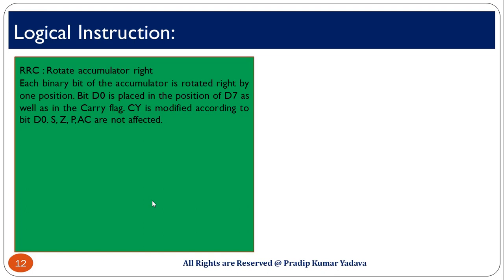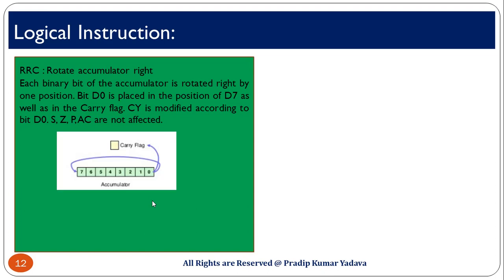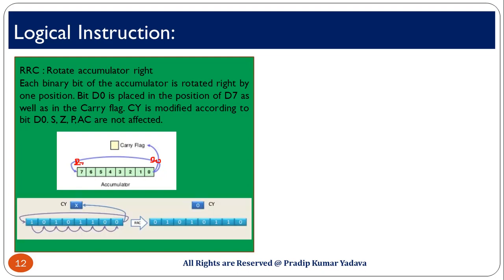Each binary bit of the accumulator is rotated by one position, meaning bit D0 is placed in the position of D7 as well as in the carry flag, and carry is modified according to bit D0. So, here just see the diagram. This is the bit position of the accumulator, so we are talking about bit positions. This is D0 and this is D7.